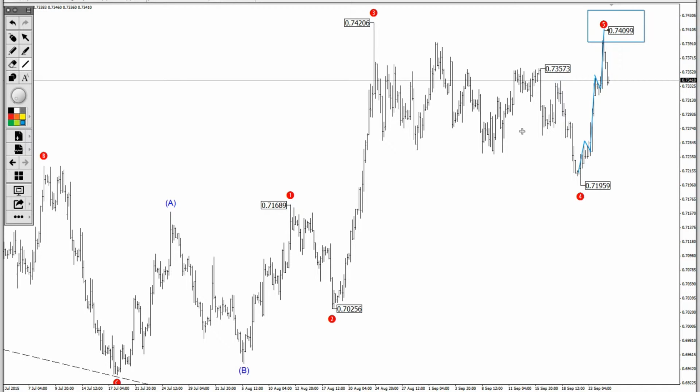and we should see more downside next on this pair. The first target is to move towards 0.725 levels. This would give a stronger signal that the reversal has occurred.